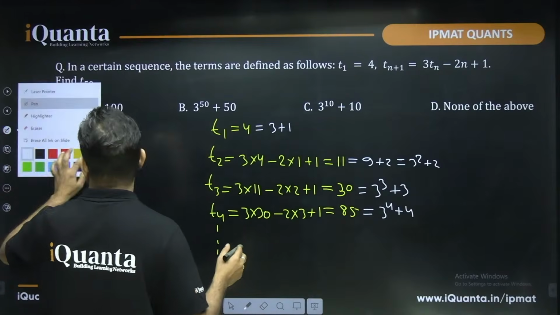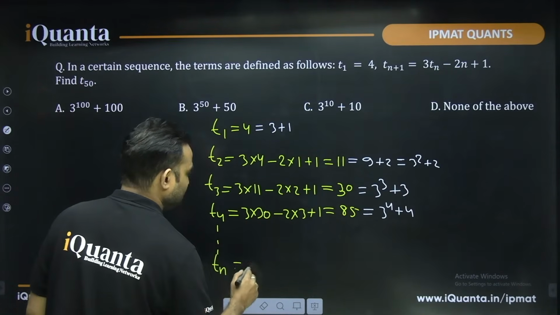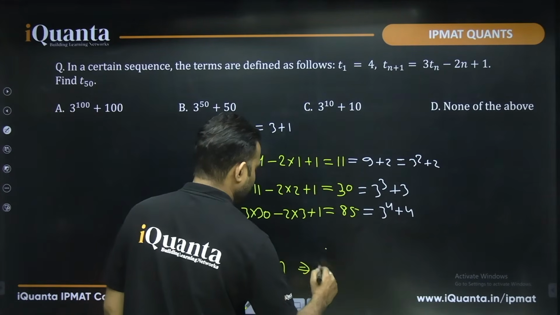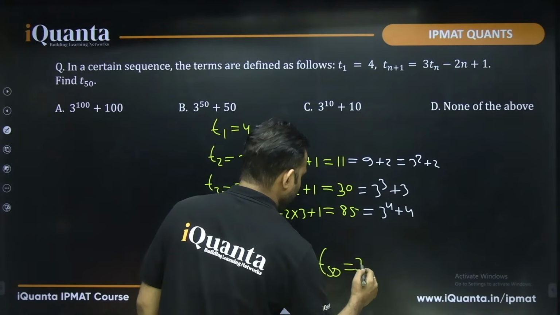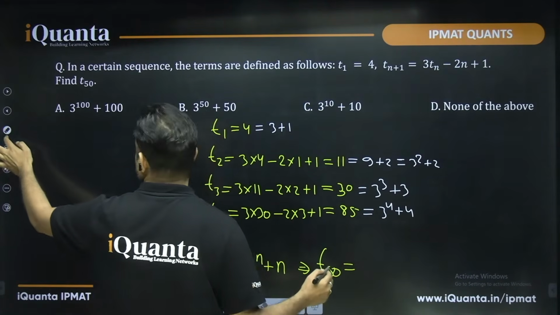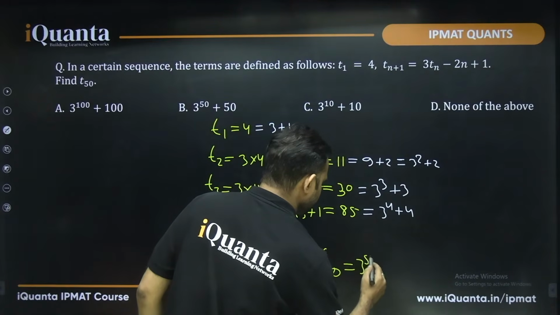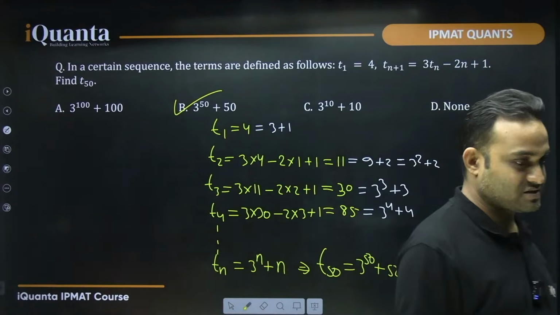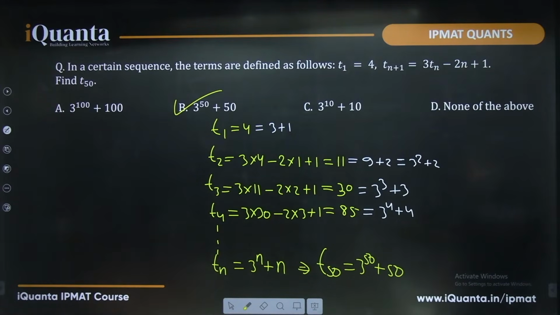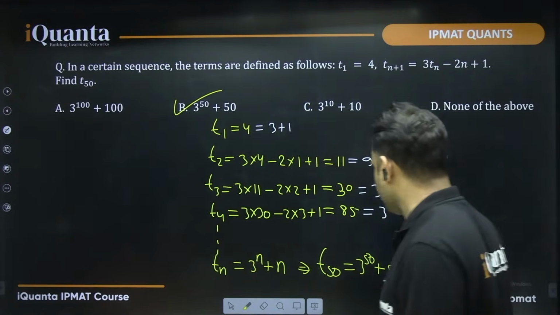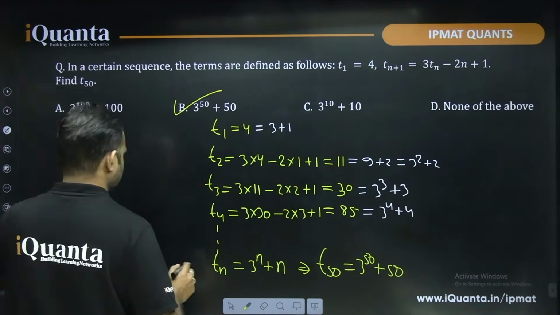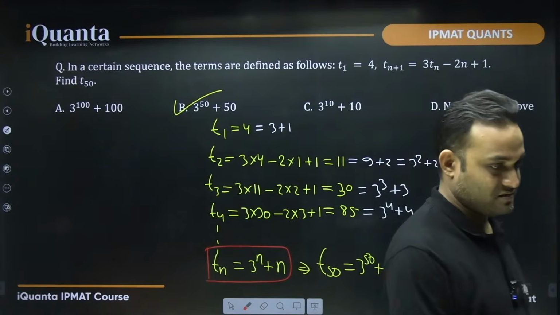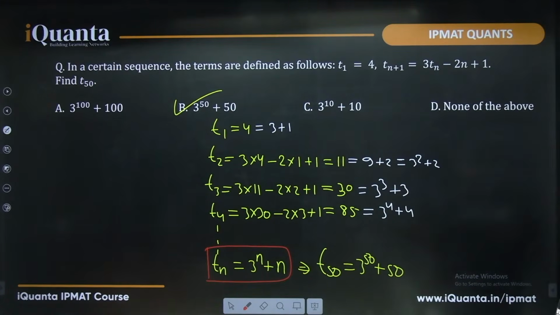So what we can say? Tn will be equal to 3 to the power n plus n. If you are looking for T50, this will be equal to 3 to the power 50 plus 50. That's your answer, right? That is your answer, guys. 3 to the power n plus n. Yes, that's the correct answer. So keep finding the next term until you see a pattern, है ना? Keep finding the next terms.